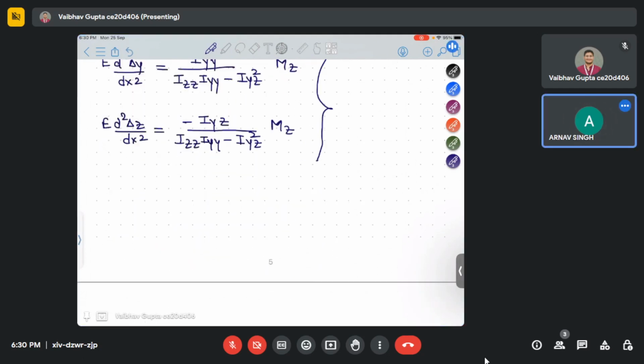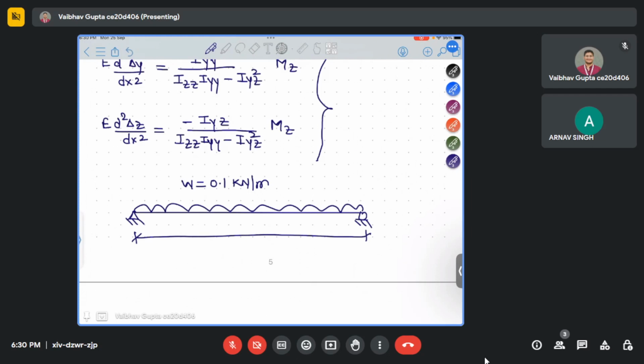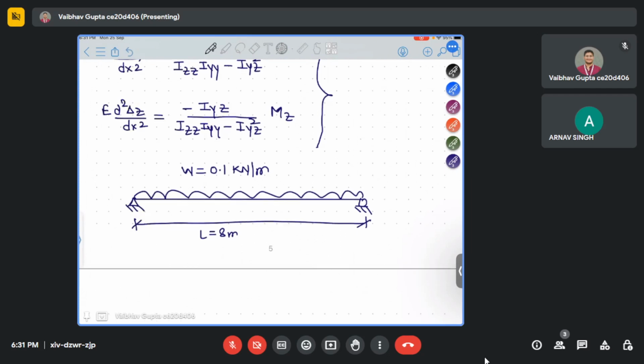So now in the question, what have they given to us? That this is the simply supported beam. Okay, and UDL is applied, W, whose magnitude is 0.1 kilonewton per meter, and length is also given as 8 meter. Okay, so I won't go into detail on how to find reactions and moment equations, because it is covered previously many times. So I'll tell you in short. If you don't know, you just tell me, I will solve again.